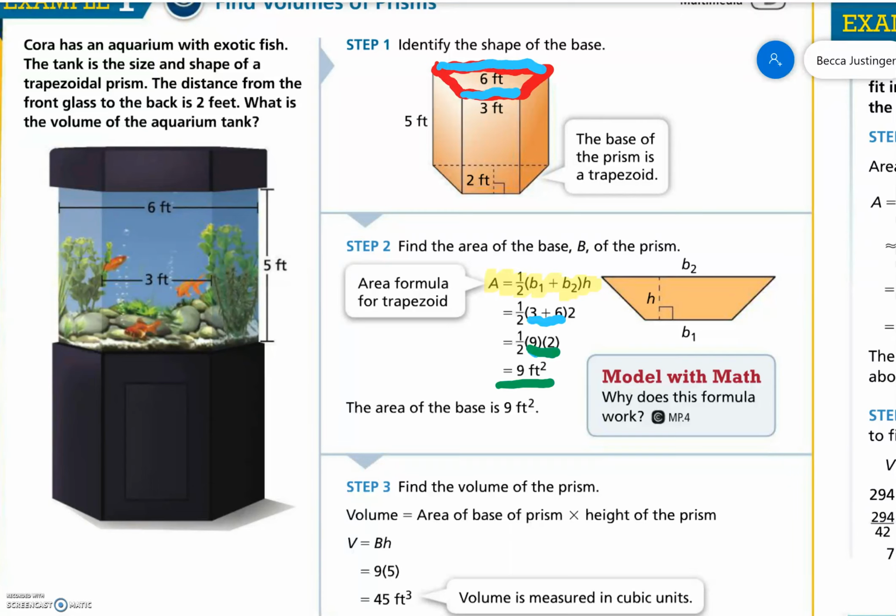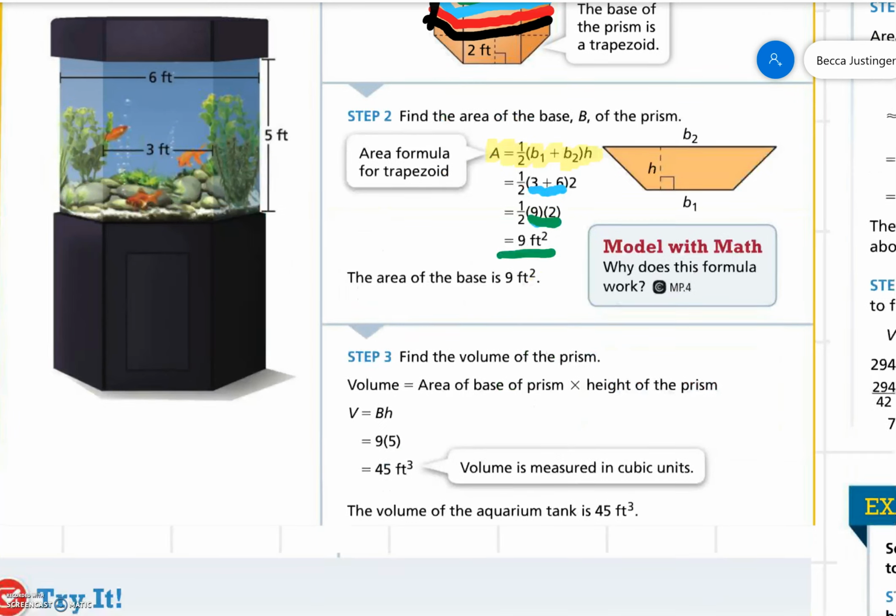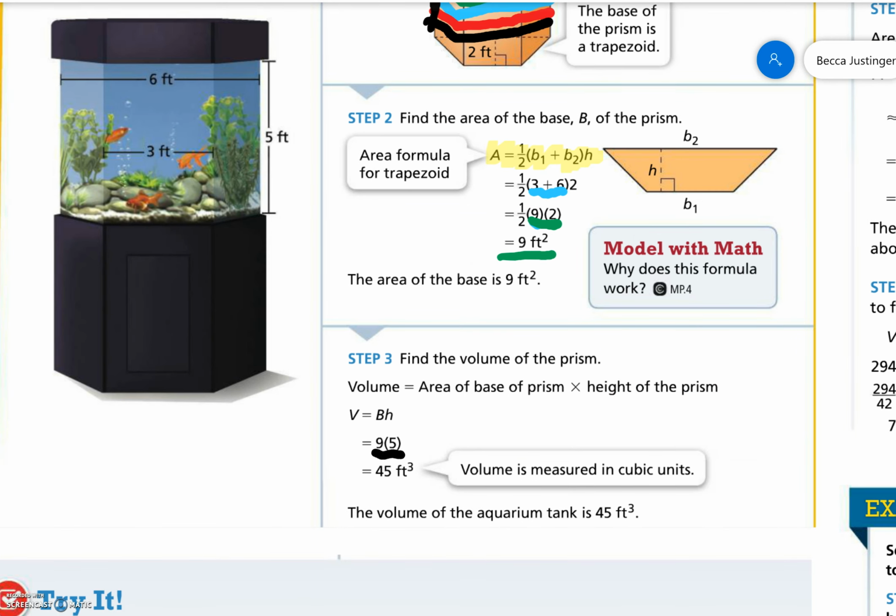Now, in order to find the volume of the prism, volume means the whole thing inside. Well, the volume of this prism is just made up of a bunch of trapezoids stacked on top of each other. And how many trapezoids are there? Well, it depends on how high it is. So all we do is take the area of the base, which we just found to be 9, and multiply it by the height. Well, we see here the height is 5. So we take that 9 times 5. The volume is measured in cubic units, so it's 45 feet cubed.